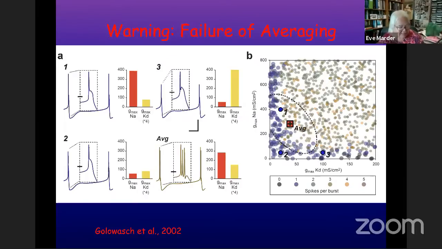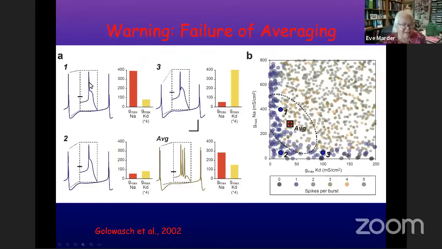But many years later, Mark Goldman was building models. These were conductance-based models of neurons. And he made this observation along with Jorge. He found 150, and this was one of the first cases of building a large family of models that had certain properties. He found 150 what he called single spike burster models. And their dynamics look like this.